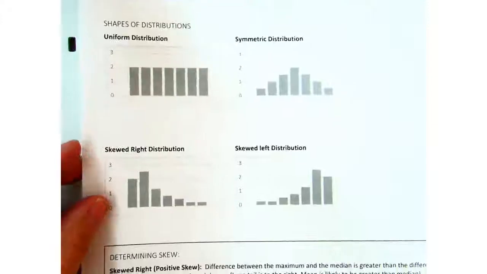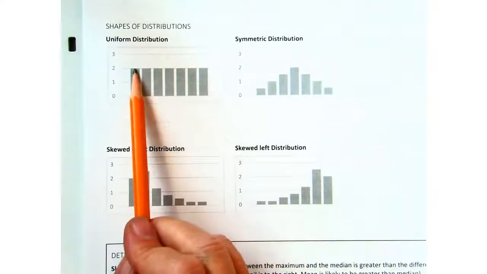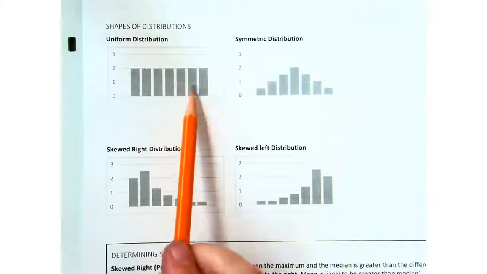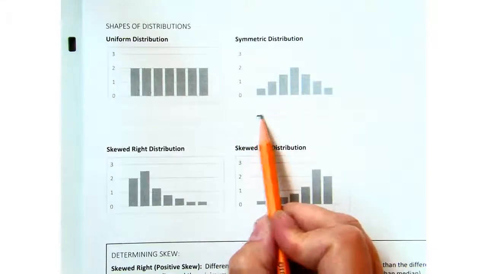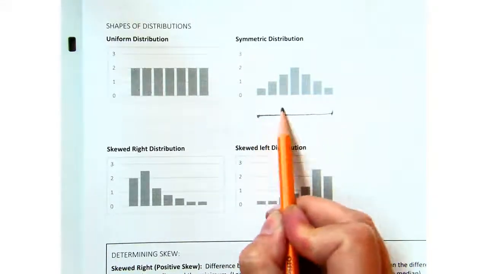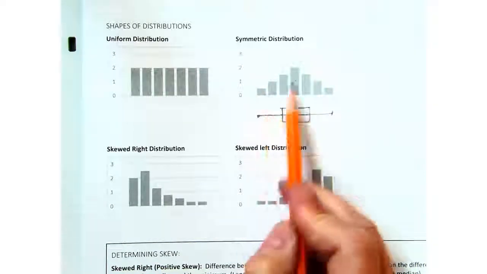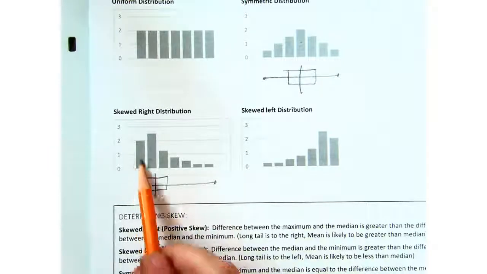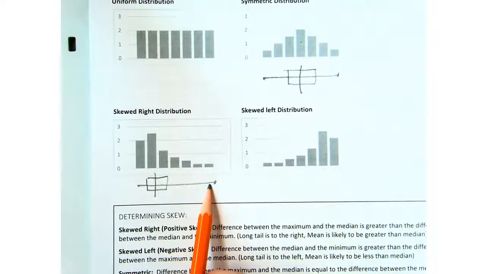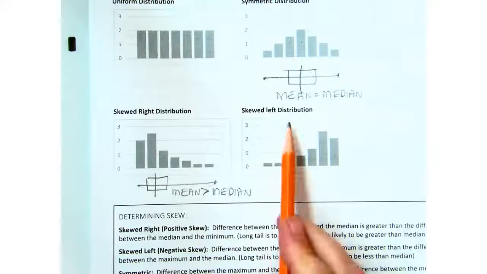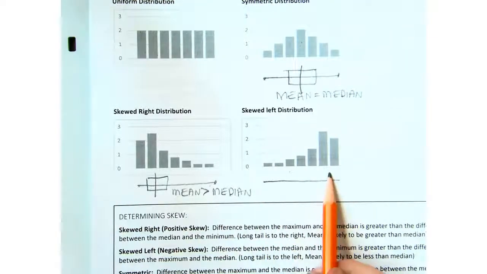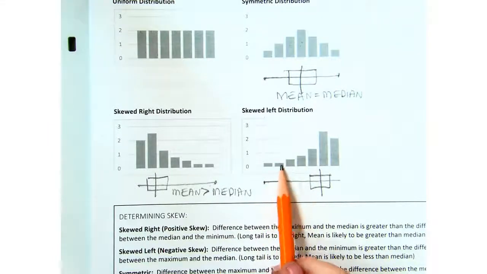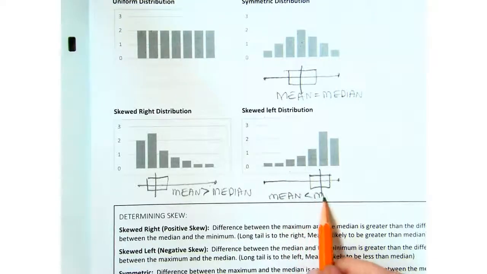Let's review how to describe the shapes of distributions. A uniform distribution means that each interval has exactly the same frequency. In a symmetric distribution, the mean is equal to the median. Both sides of the median are the same. In a right-skewed distribution, the mean is greater than the median. The long tail is to the right. This is sometimes called a positive skew. In a left-skewed distribution, the mean is less than the median, and the long tail is to the left. This is sometimes called a negative skew. Please use these notes to help you with your homework.